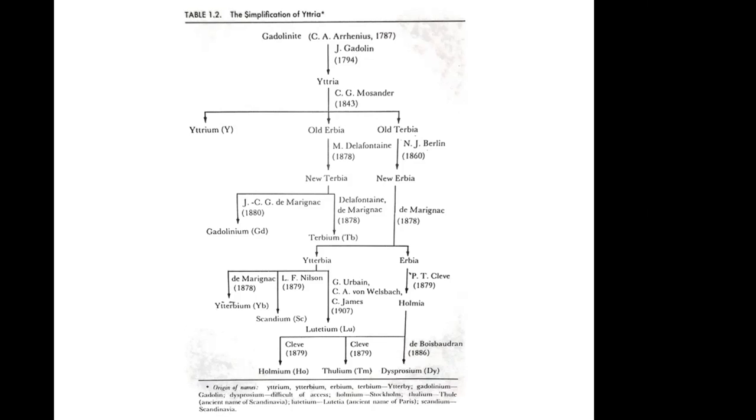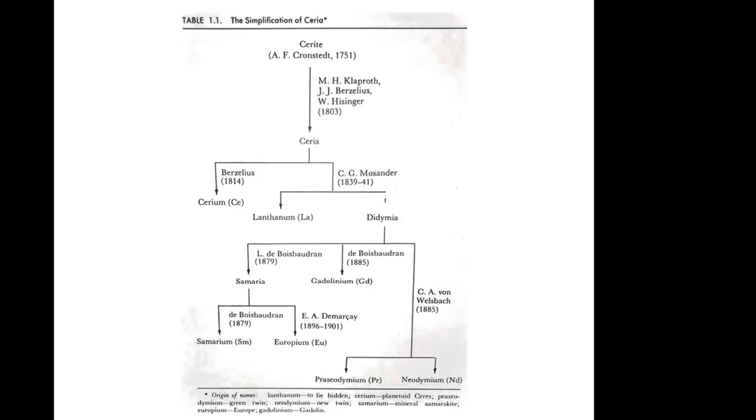And all of the lanthanide series elements were discovered from these minerals and eventually isolated from them, with the exception of one, which is promethium. So this is just showing the lanthanides stemming from ceria and the history of that.